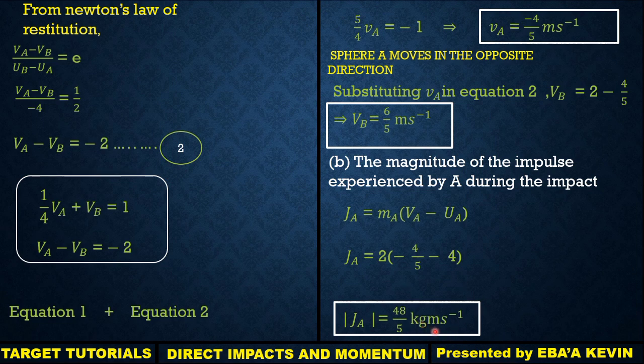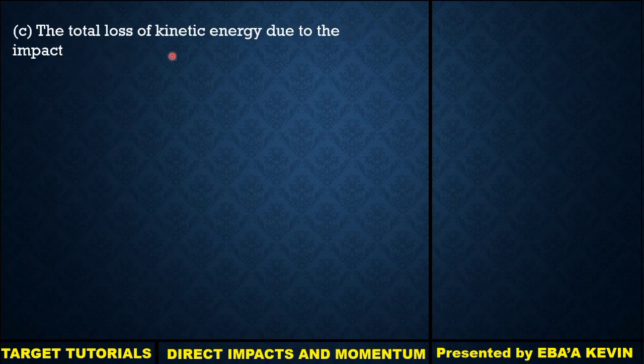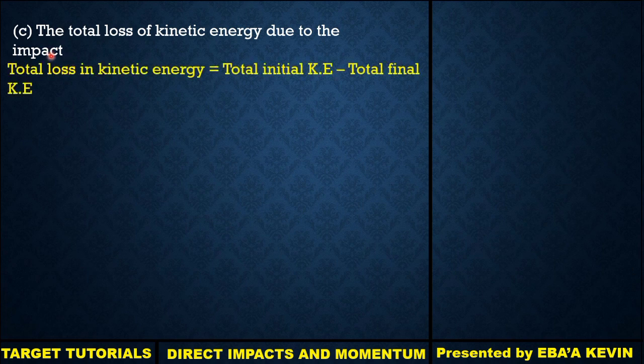We are then going to move to the C part of the question, which asks us to determine the total loss of kinetic energy due to the impact. What you have to know is the formula for the total loss in kinetic energy, which is the total initial kinetic energy minus the total final kinetic energy. So we simply have to determine the total initial kinetic energy and the total final kinetic energy, and at the end we make the difference between the two to obtain the total loss in kinetic energy.